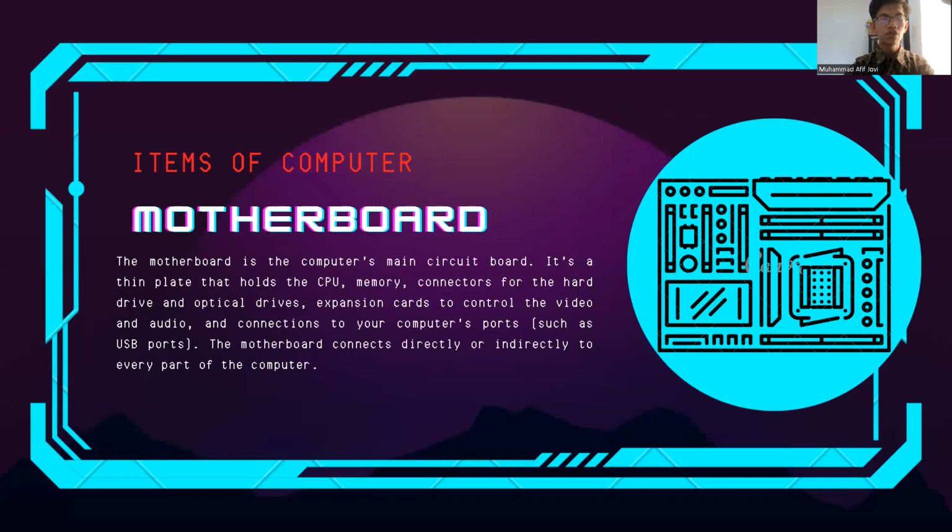Items of a computer. First, the motherboard. The motherboard is the computer's main circuit board. It is a thin plate that holds the CPU, memory, connectors for the hard drive and optical drive, and expansion cards to control the video, audio, and connection to your computer ports.